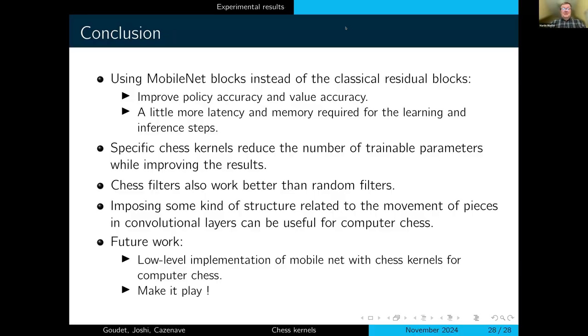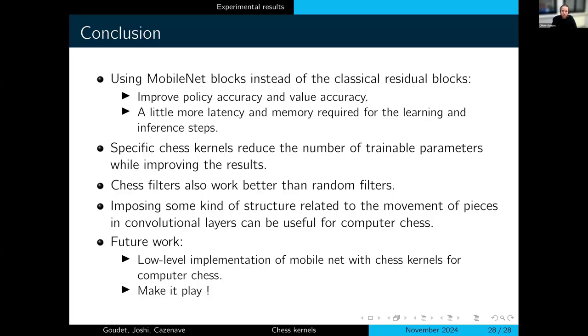Until we get a question from there, let me ask maybe an obvious question. So you did specific filters for 3 of the chess piece types. What about the other 3, like pawns and kings and queen? Did you try to make special filters as well?